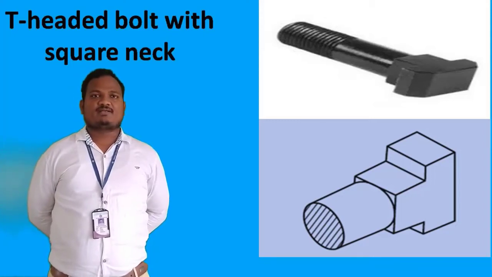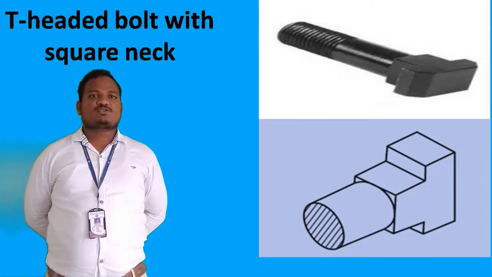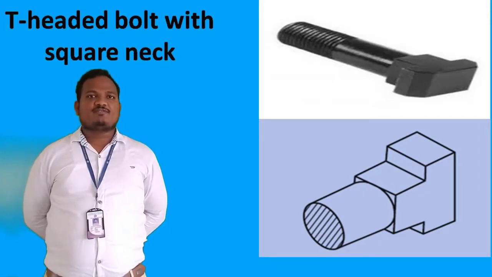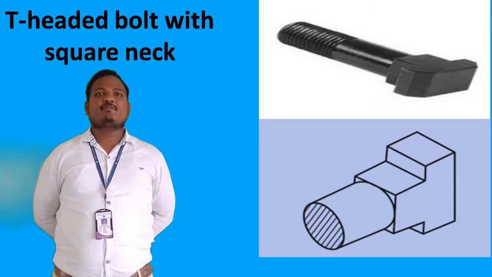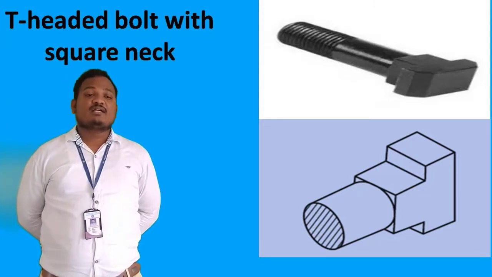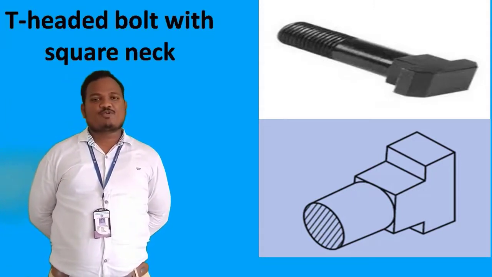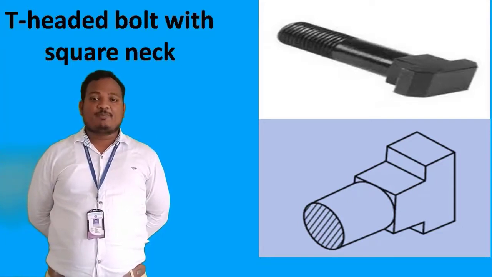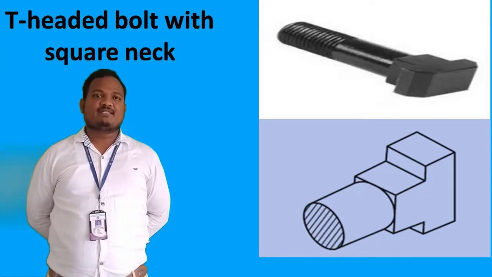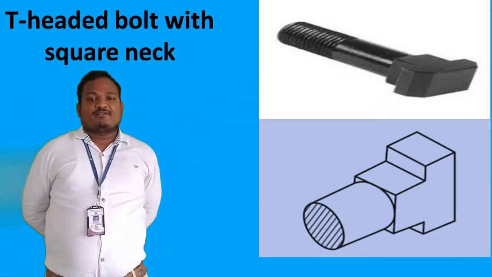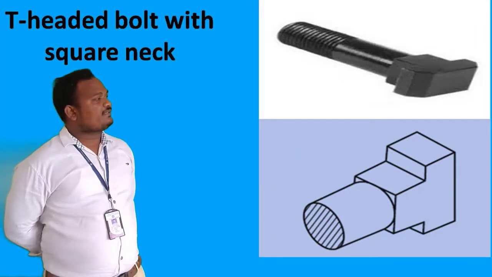T-headed bolt with square neck. It is similar to the square-headed bolt with square neck, but instead of the square head, there will be a T head. That is the only difference; everything else will be the same. In this type of bolt, a square neck is provided below the head to prevent rotation of the bolt. This type of bolt is used for fixing vices and workpieces to machine tables having T slots.